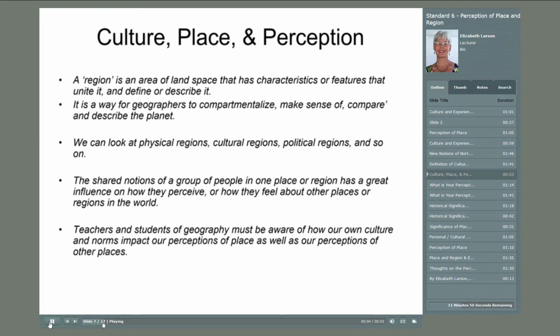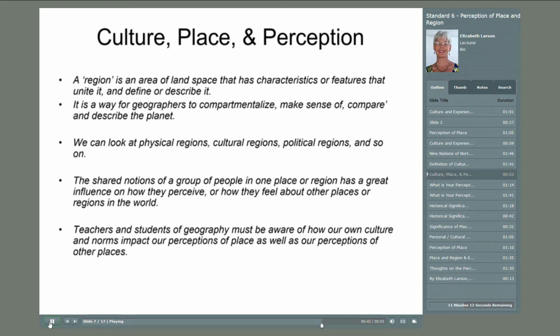A region is an area of land space that has characteristics or features that unite it and define it or describe it. It is a way for geographers to compartmentalize or make sense of or compare and describe the planet. We can look at physical regions, cultural regions, political regions, and so on, and we can look at the overlap between those regions. The shared notions of a group of people in one place or region has a great influence on how they perceive or how they feel about other places or regions in the world.